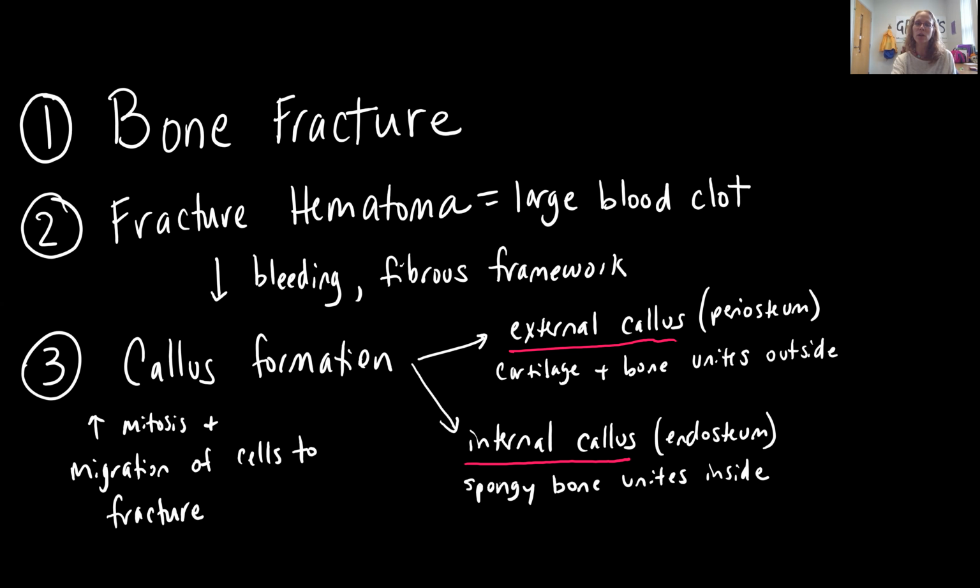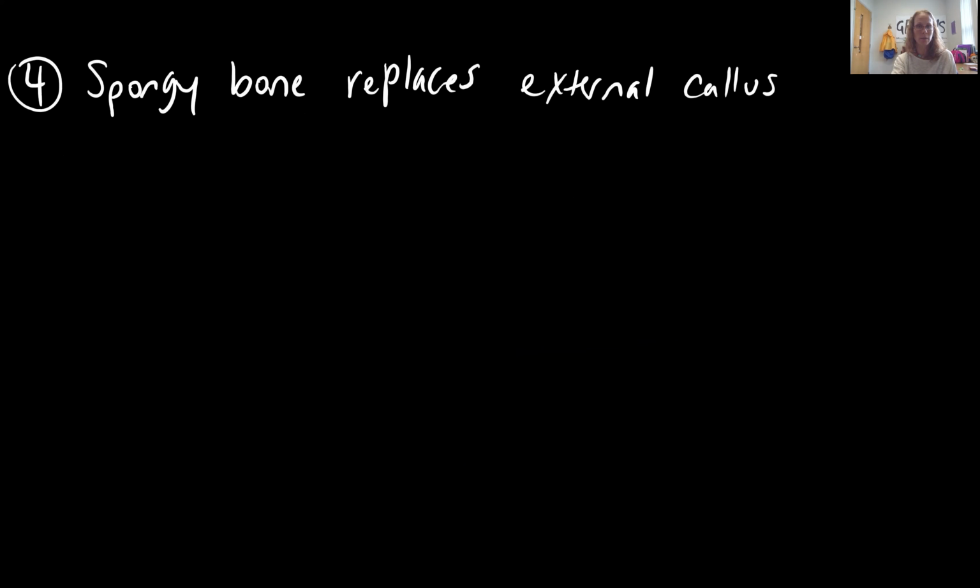And then you have one forming internally using, again, those osteogenitor and osteoblast cells that are in the endosteum. And here you're going to see formation of spongy bone uniting that fracture from the inside. So you get basically a stabilizing structure on the outside and a stabilizing structure on the inside. So this is real quickly formed, in terms of using cartilage and so forth to make this callus.